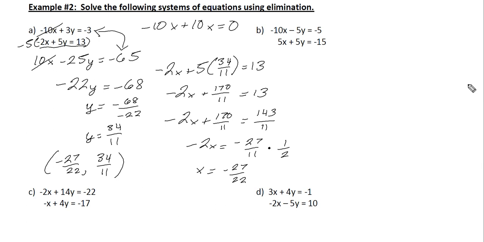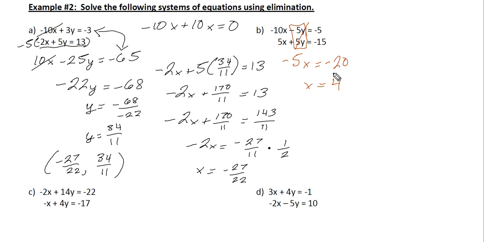So in the second one, we already have a set of opposites. If you look right here, these two are opposites. If we combine these two equations, that y is going to cancel out. So that's what we're going to do. Negative 10x plus 5x will give us negative 5x. Negative 5 plus negative 15 is negative 20. Then we'll divide by negative 5 on both sides, and we get 4.